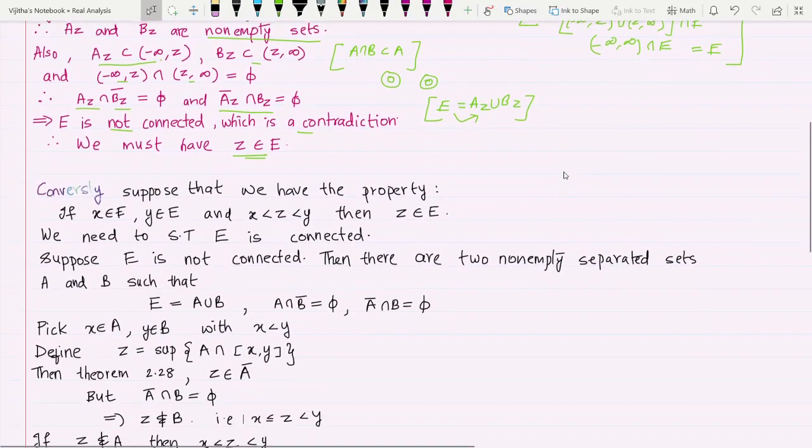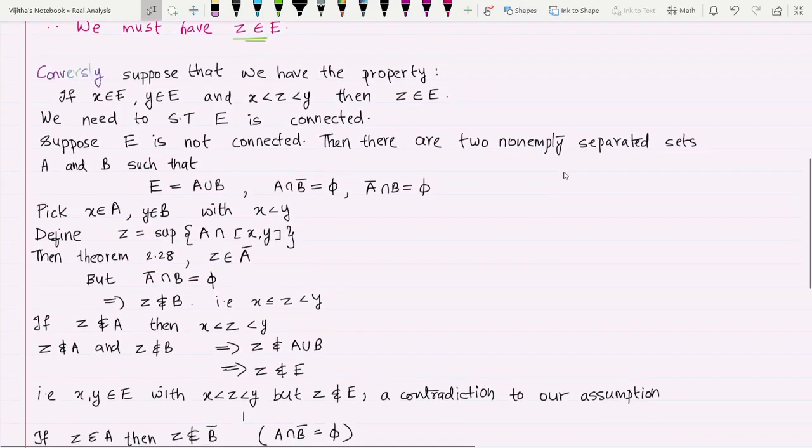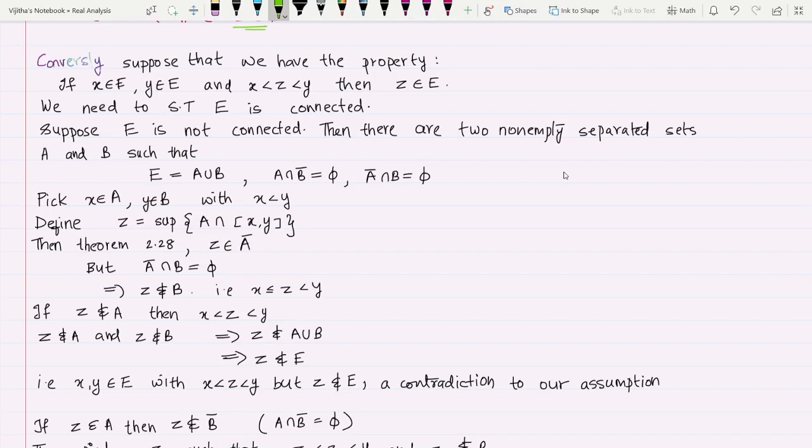Now conversely, we have to assume that this property holds. The property is that whenever x is an element of E and y is an element of E with x less than z less than y, then z is also an element of E. That is, the points which lie between x and y should also be an element of the set E. And our aim is to show that E is connected.